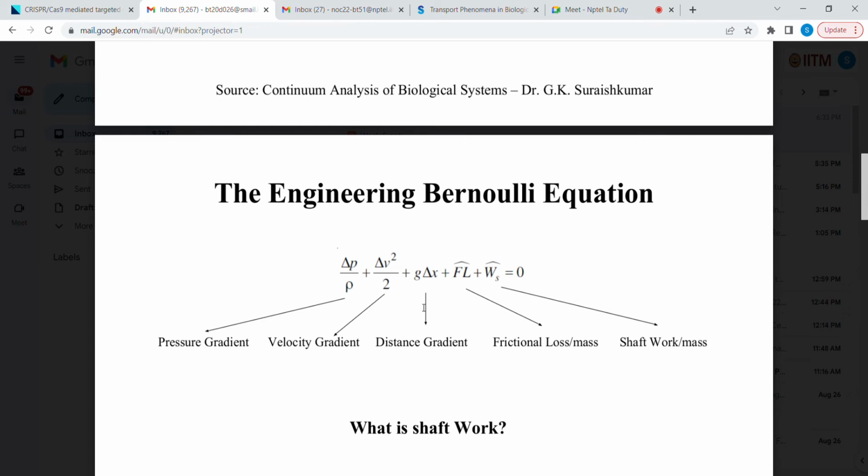For this purpose, the engineering Bernoulli equation has been derived and designed. To understand the derivation of this equation, you should have a look at the transport phenomena book by Dr. Bird, and people who are interested can go into it. But those derivations are beyond the scope of this lecture.